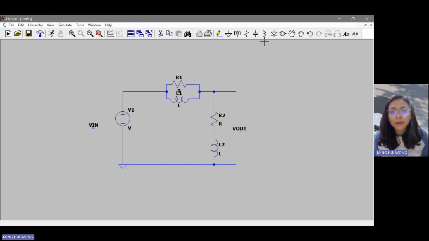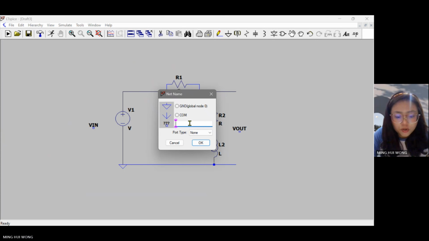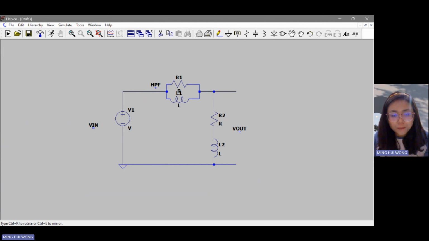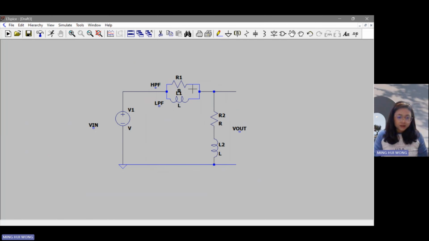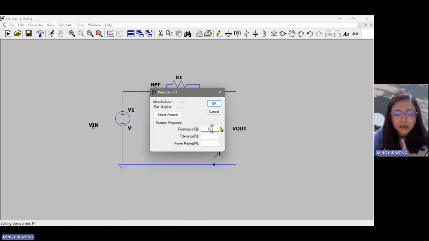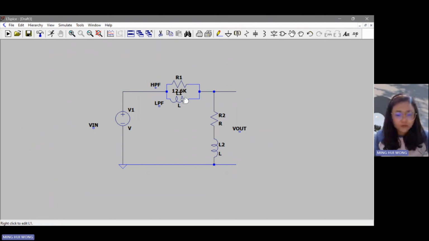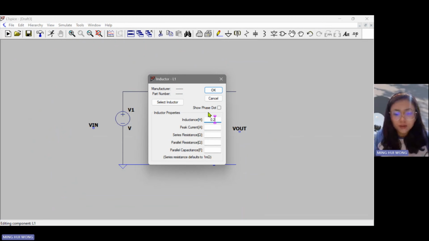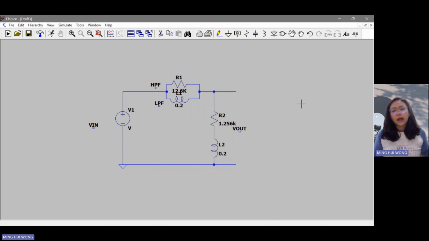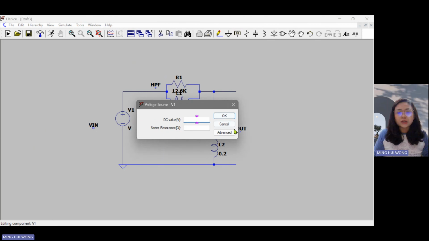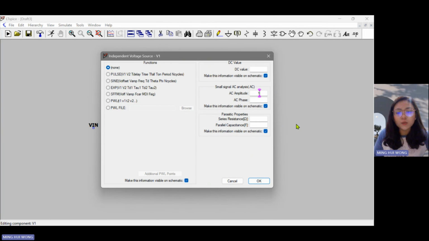After that I label the high pass filter and low pass filter. Here is the high pass and here is the low pass. After that we put values for our components. I put 1.256 for C. For L I put 0.2, and for this one I put 1.256. And then we just put SD1.